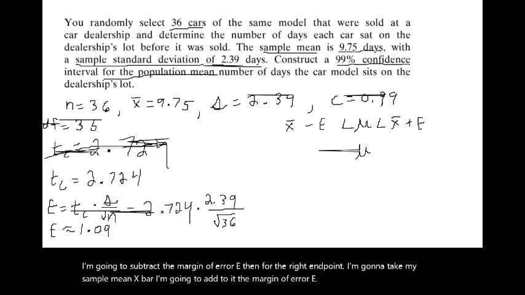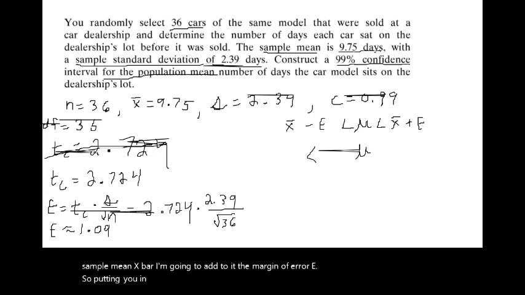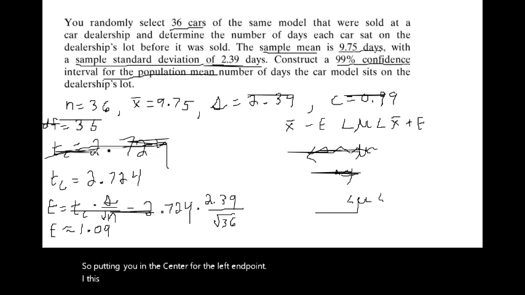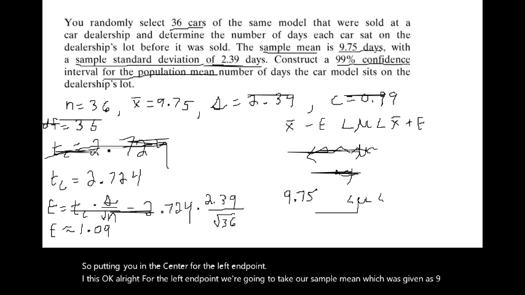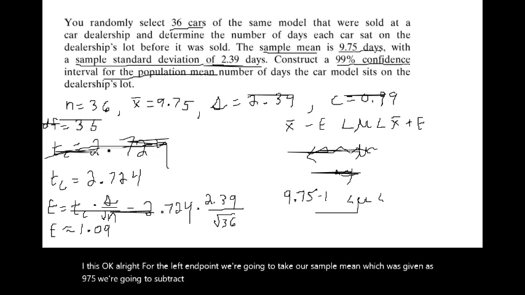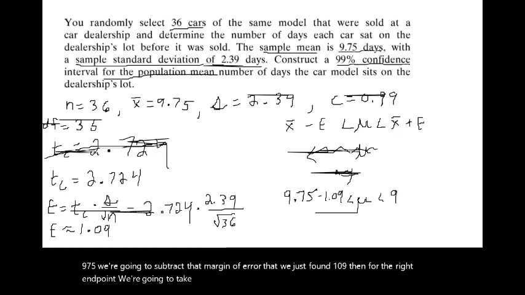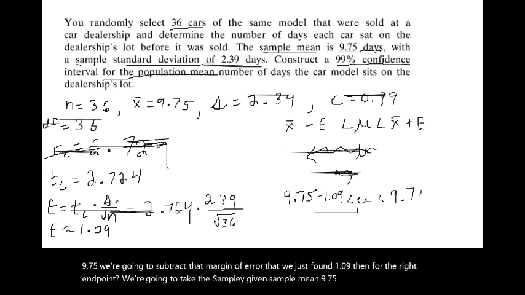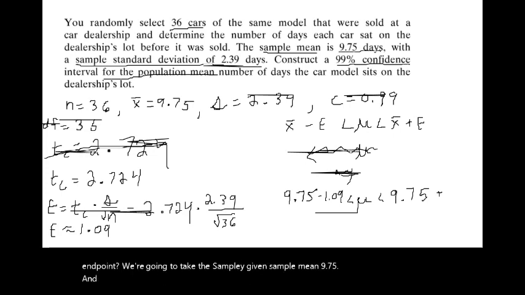So putting mu in the center, for the left endpoint, we're going to take our sample mean, which was given as 9.75. We're going to subtract that margin of error that we just found, 1.09. Then for the right endpoint, we're going to take the given sample mean, 9.75, and we are going to add that margin of error, 1.09.